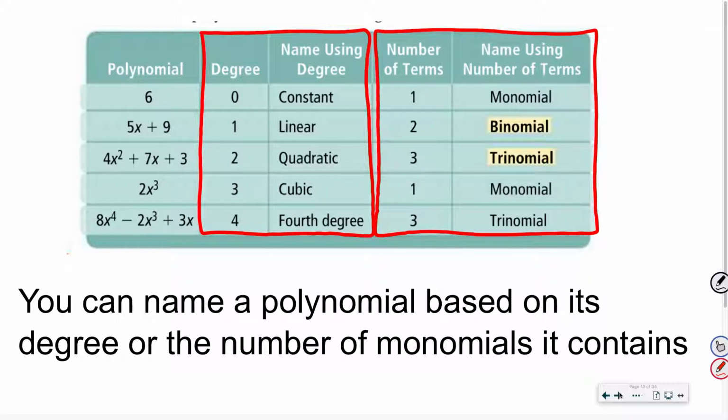The expression 5x plus 9 has two terms in it. The 5x is a term and the 9. So we can call that a binomial because there's two terms. But the degree of its largest exponent is a 1, so that's called linear. And that's what you've been working with since you started working with expressions, in 4th and 5th grade. So that's a linear expression. If you wanted to name it by the number of terms, that is a linear binomial because there's two terms.